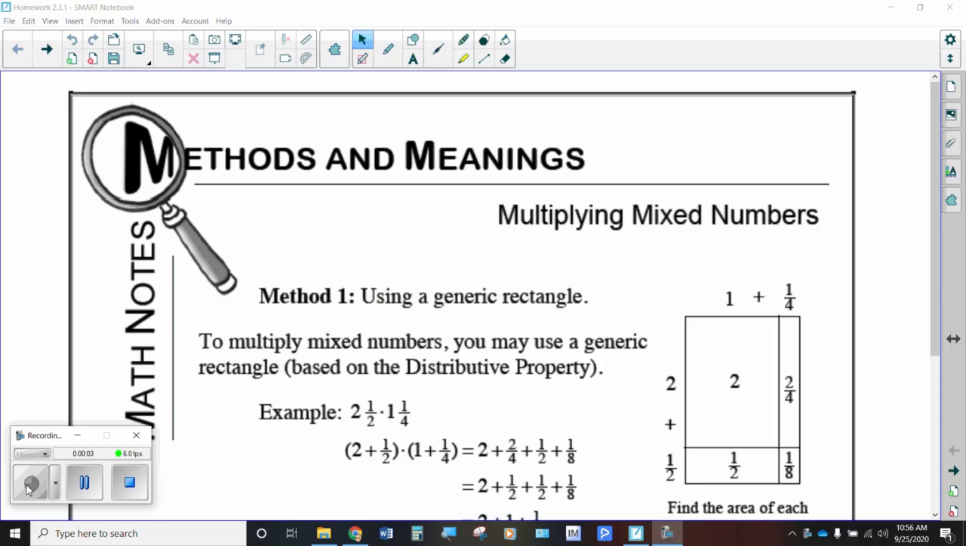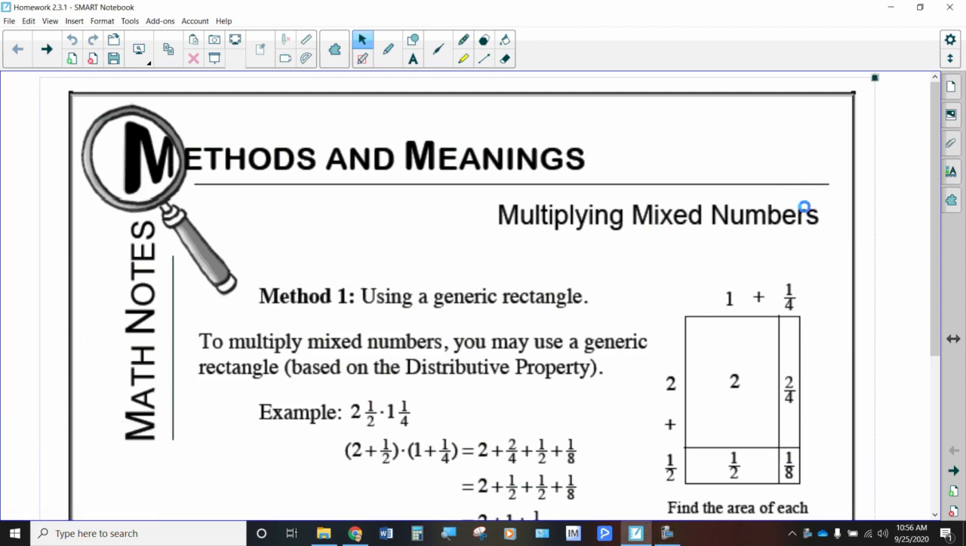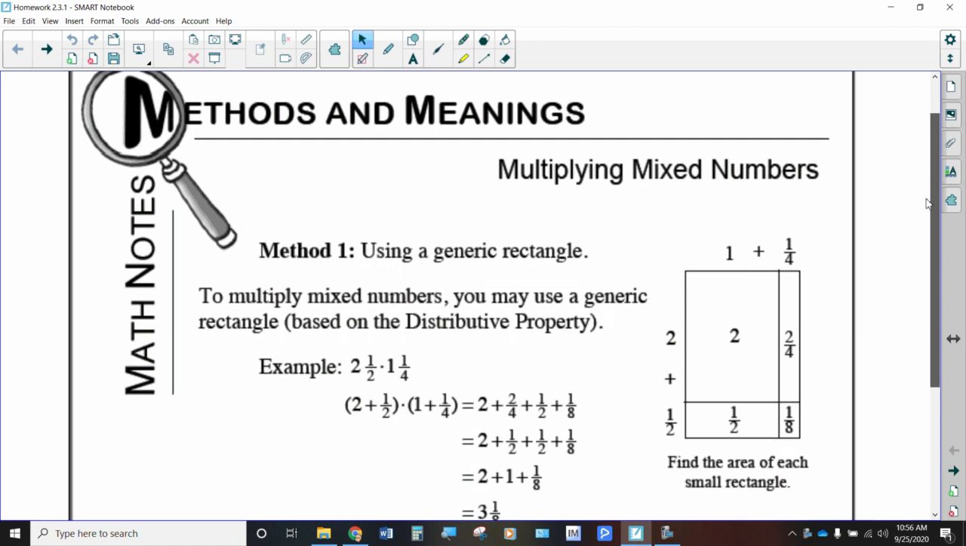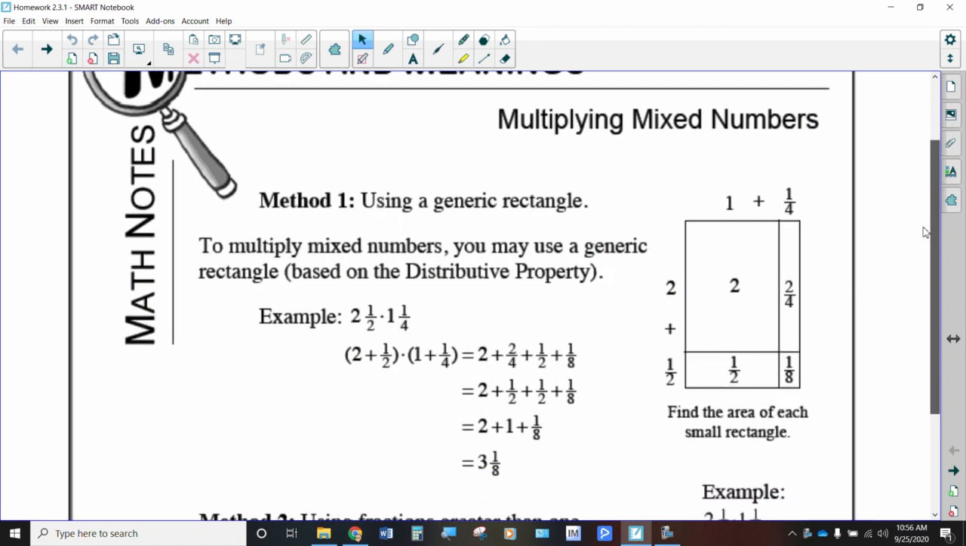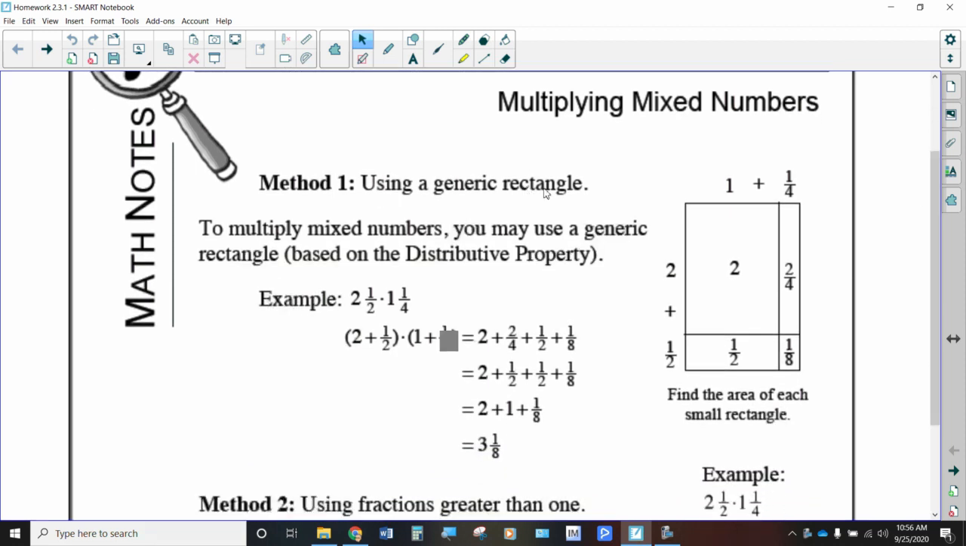All right, let's take a look at our homework for lesson 2.3.1. Our M&Ms for this particular lesson are giving you a strategy that you can use, the generic rectangle, to multiply mixed numbers together. This absolutely works. It's kind of like the distributive property.